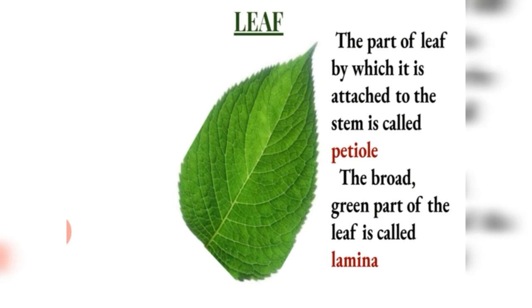The part of leaf by which it is attached to the stem is called petiole. The broad green part of the leaf is called lamina.